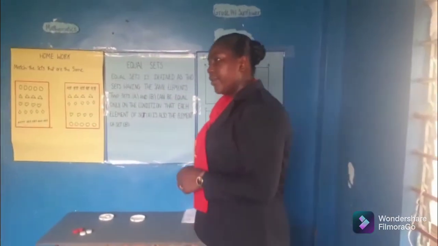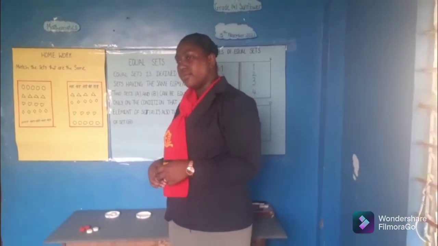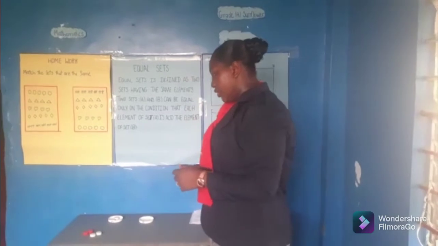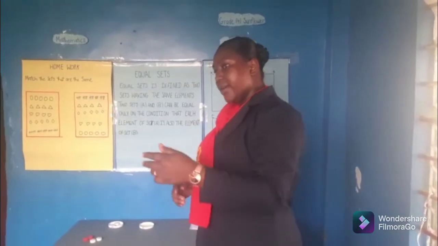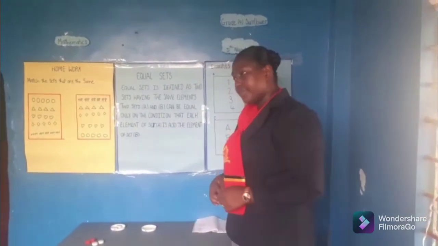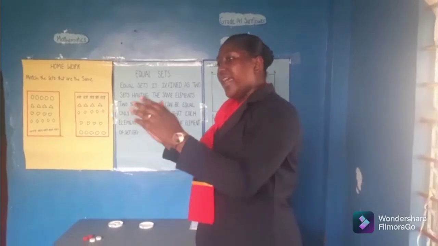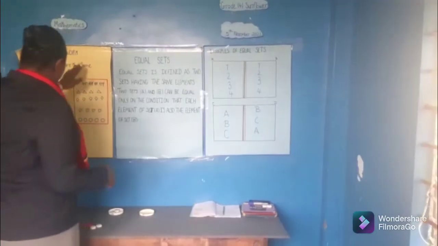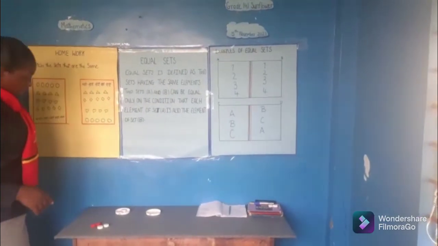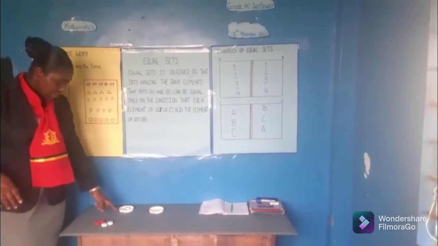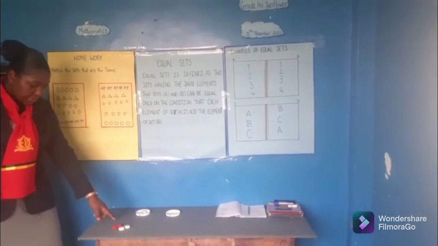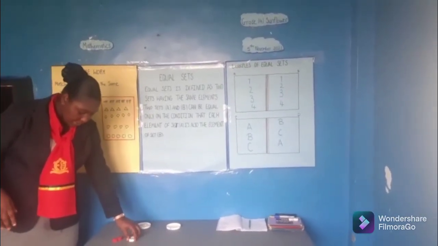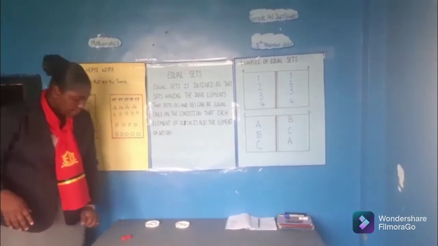Does everyone agree with Sam? Okay, Felicia, you said you do not agree. Tell me why you do not agree with Sam. Excellent job, Felicia. So Felicia said, in order to make set B the same as set A, we have to put the two white corks in set B, which is correct.